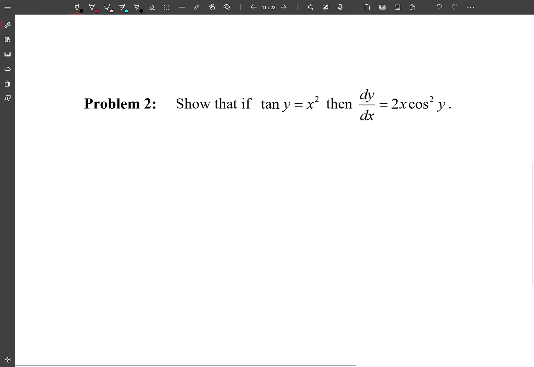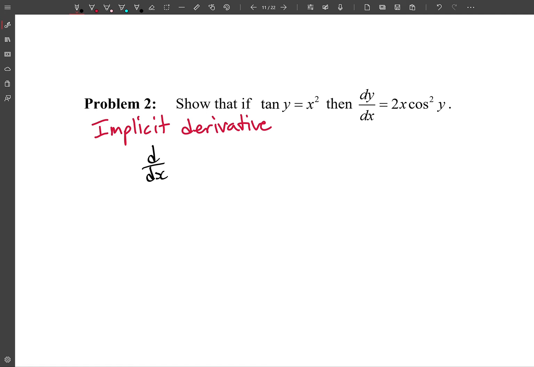Let's try something a little bit harder. Show that if tan y is equal to x squared, then dy dx is equal to 2x times cos squared y. So this one, the first thing we should take note of is that this is going to be an implicit derivative. So what I need to do is take the derivative of both sides. So this is going to be d dx of tan y is equal to d dx of x squared.